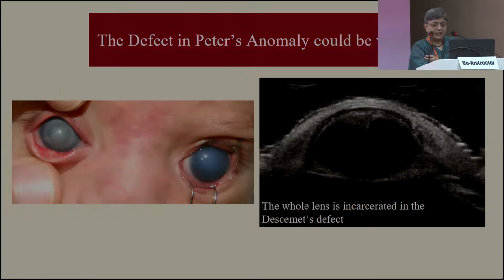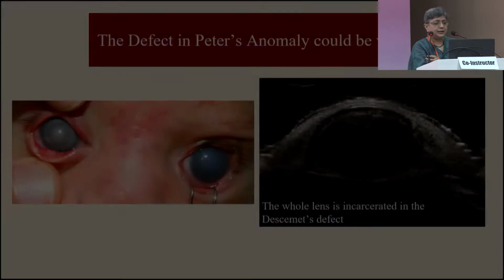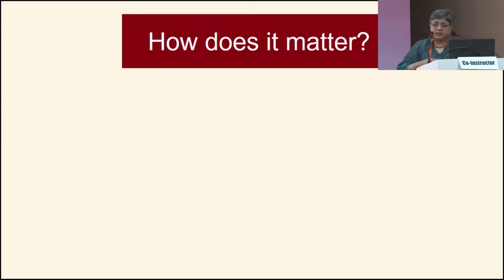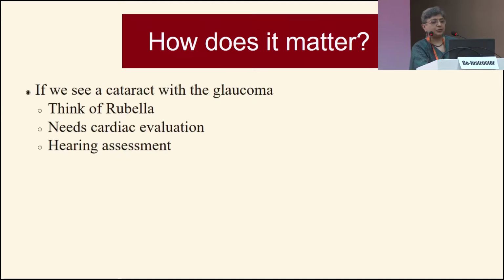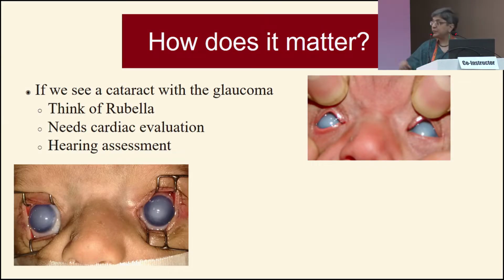And though we did surgery, it's not going forward. Okay. Anyway, so how does it matter? I had pictures of the post-op I would show you. All right. So if we see a cataract with glaucoma, that's the first thing. Think of rubella. And why that's important is, and sometimes like this baby, you can actually see that whitish thing beneath it, and it's seen better under the microscope.